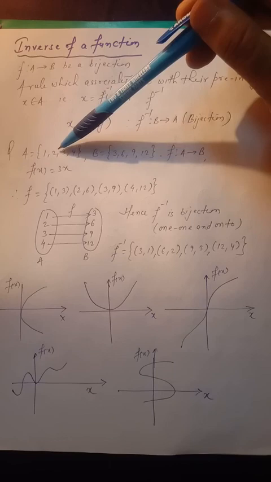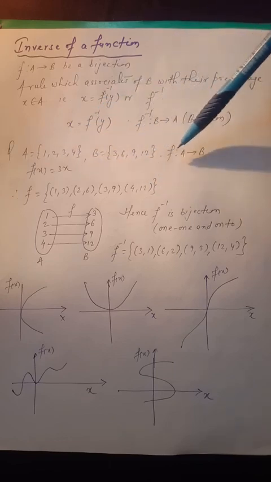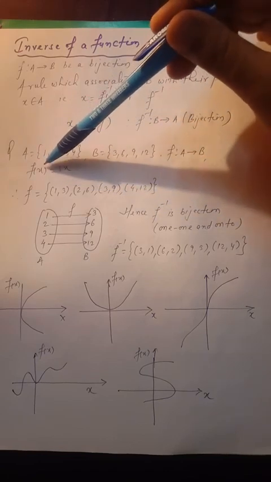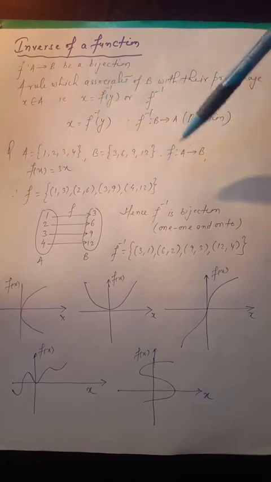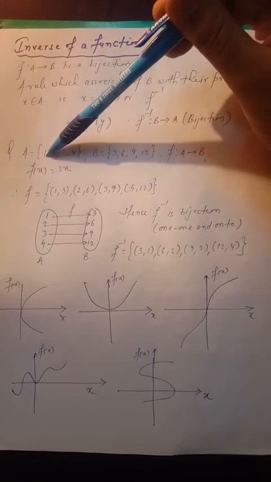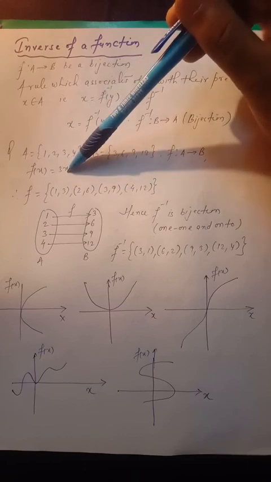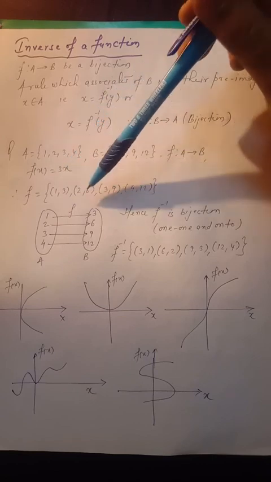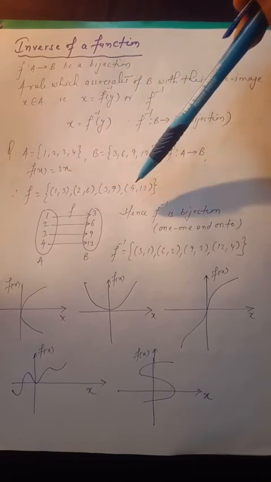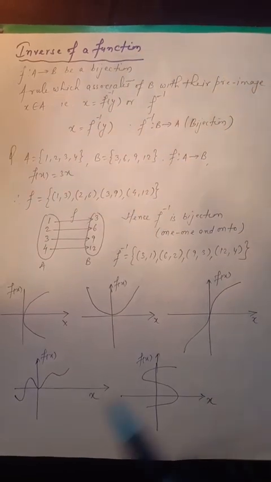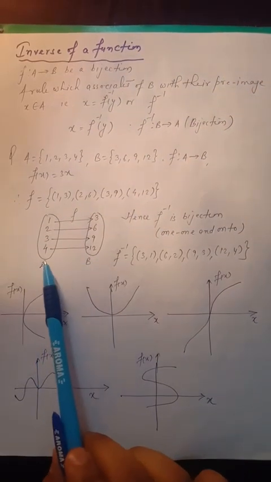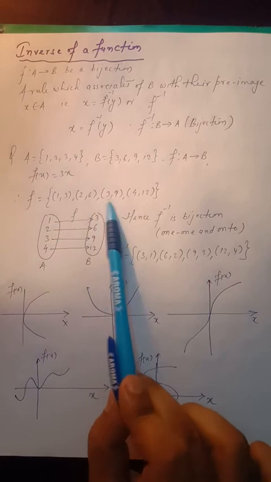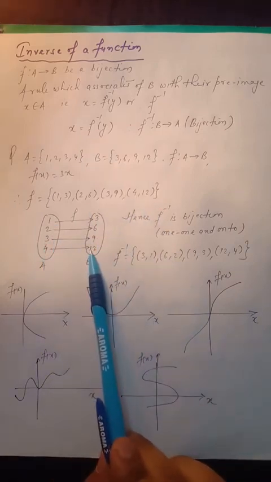Here set A is 1, 2, 3, 4 and set B is 3, 6, 9, 12, and a function f is defined from set A to B as f(x) equals 3x. So when we take the element 1 from set A, we get 1 into 3, which is 3. This is the element of set B. So I will write (1, 3). Similarly (2, 6), (3, 9) and (4, 12). Draw it in the form of circles. This is set A, this is set B. According to this rule, 1 is related to 3, 2 is related to 6, 3 is related to 9 and 4 is related to 12.